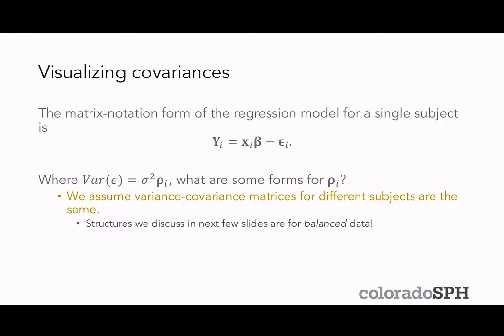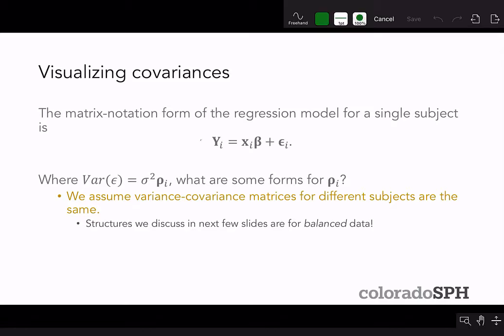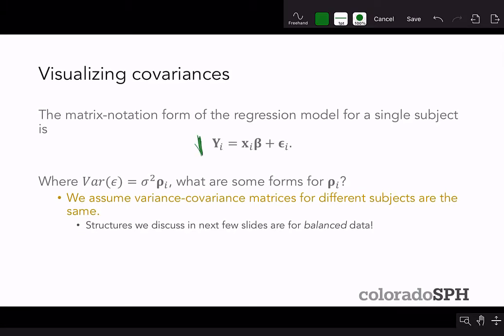So going into this a bit more, let's just look at the notation for a single subject. We're still using this matrix form, where this is a matrix now of covariates, this is a vector of your outcome values, and a vector of the error terms, the epsilon. So if we assume that the variance of our epsilon, that should be a bolded one, is sigma squared P, what are some forms that can take?